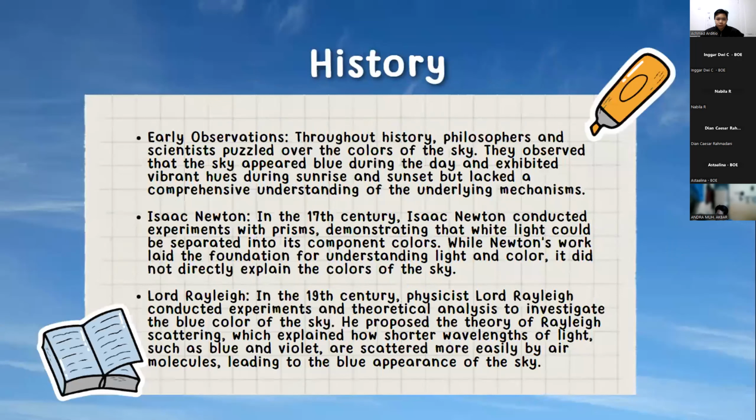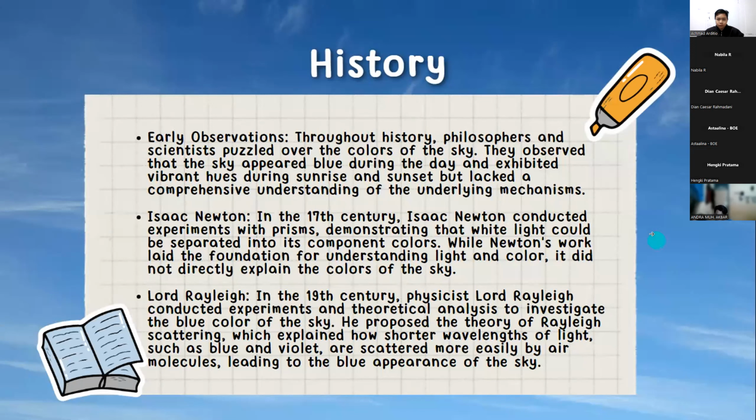History. Early observations. Throughout history, philosophers and scientists puzzled over the colors of the sky. They observed that the sky appeared blue during the day and exhibited vibrant hues during sunrise and sunset, but lacked a comprehensive understanding of the underlying mechanism. Isaac Newton. In the 17th century, Isaac Newton conducted experiments with prisms demonstrating that white light could be separated into its component colors. While Newton's work laid the foundation for understanding light and color, it did not directly explain the colors of the sky.